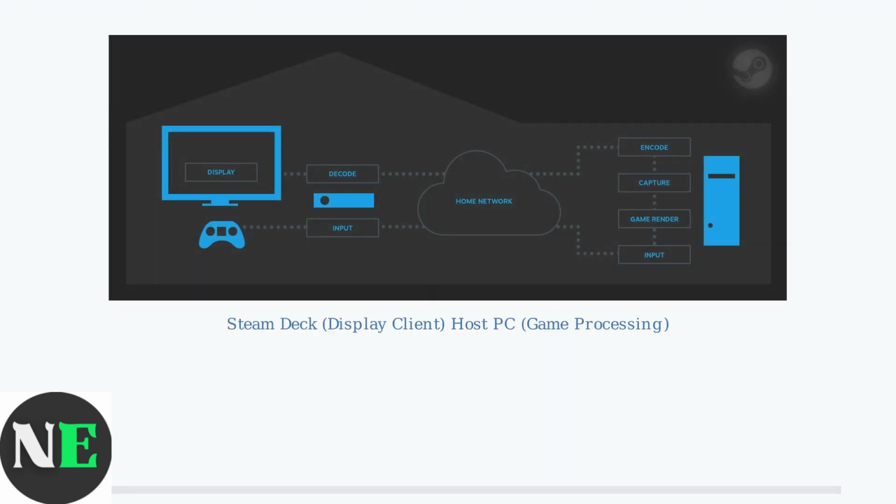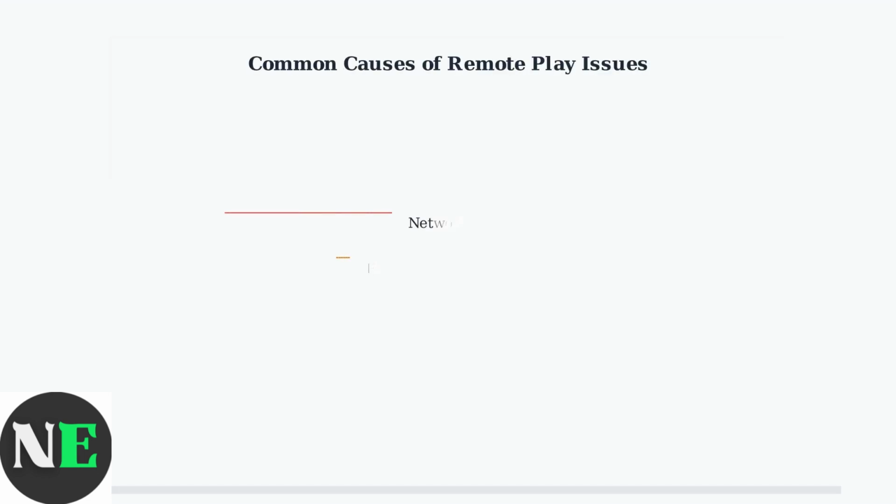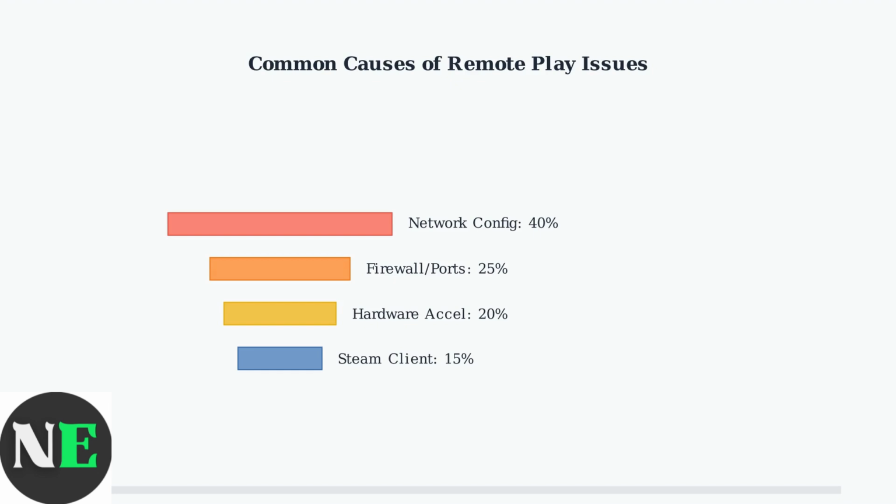Your gaming PC acts as the host, processing the game and encoding video, while your Steam Deck serves as the client, receiving and displaying the stream. Research shows that Remote Play issues stem from four main categories. Network configuration problems account for 40% of cases, firewall and port blocking issues cause 25%, hardware acceleration problems represent 20%, and Steam client synchronization issues make up the remaining 15%.